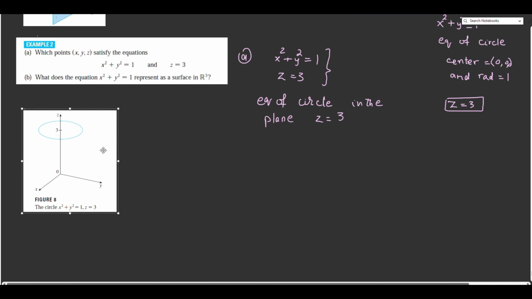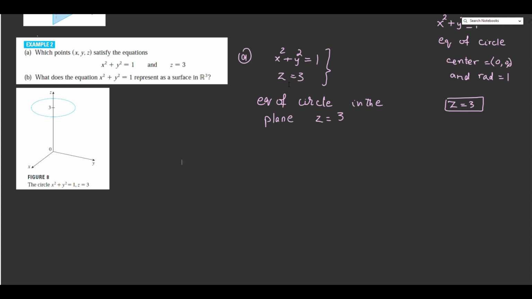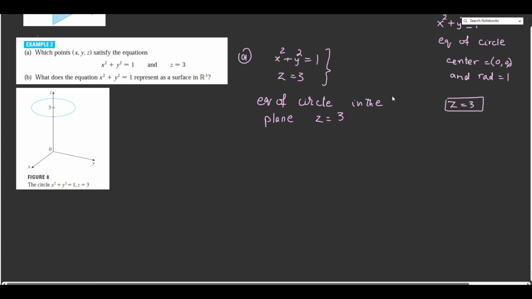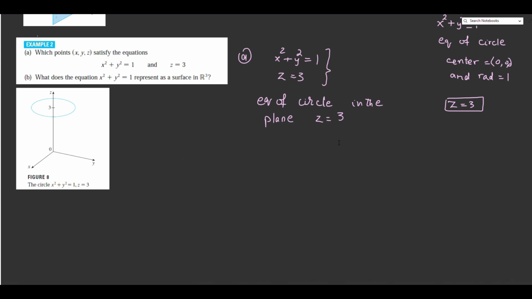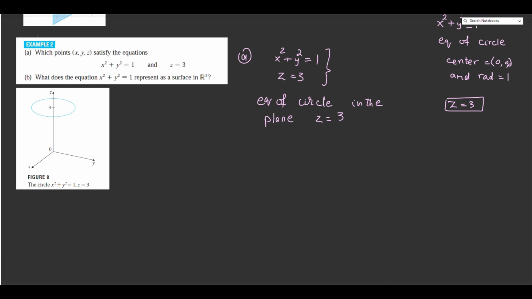Okay, so this is the figure of this thing. x square plus y square equals 1 is the equation of the circle, and z equals 3 represents the equation of a plane which is at a distance of 3 units above the ground floor, and both of these equations together represent a unit circle in the plane z equals 3.